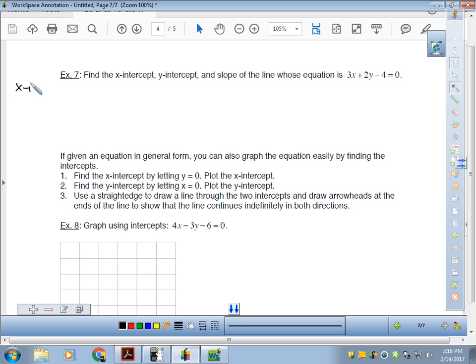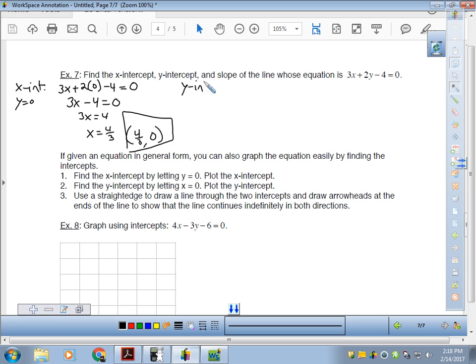Well, remember, to find x-intercepts, you make the y equal 0. So we'd have 3x plus 2 times 0 minus 4 equals 0. We have 3x. 2 times 0 is 0. 0 minus 4 is negative 4. So we get 3x minus 4 equals 0. Add the 4 across. We have 3x equals 4. Divide by 3, we get x equals 4 over 3, 4 thirds. So our x-intercept would be 4 thirds, 0.